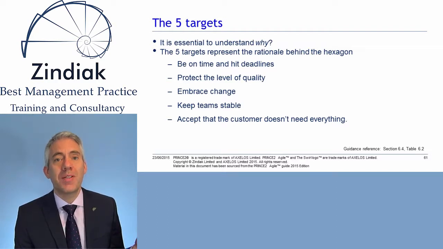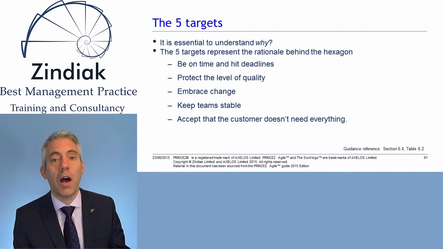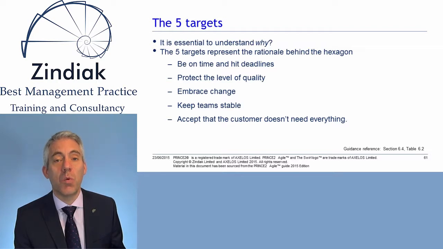So they represent the rationale behind the hexagon, behind the 6 aspects. The things we're trying to achieve: we're trying to be on time and hit deadlines. We're trying to protect the level of quality. We're trying to embrace change because we know that will happen. We're trying to keep teams stable, and we have to accept that the customer doesn't need everything. So we'll take each of those 5 targets in turn and try and understand why we have them as a target, why they're important, and what the advantages of making them a target are.